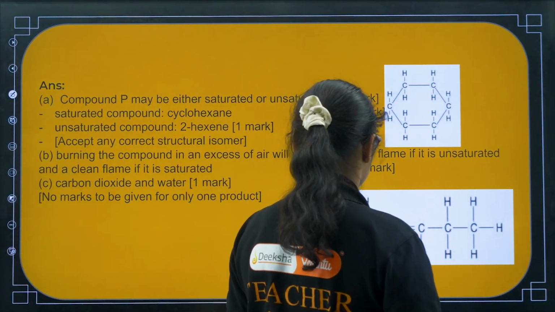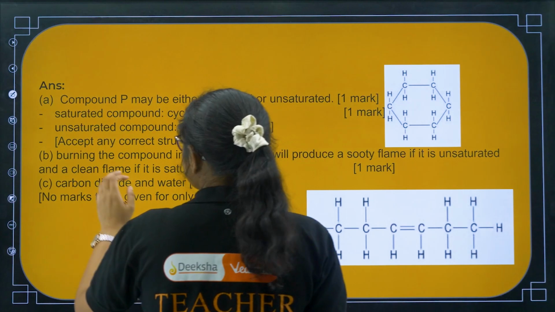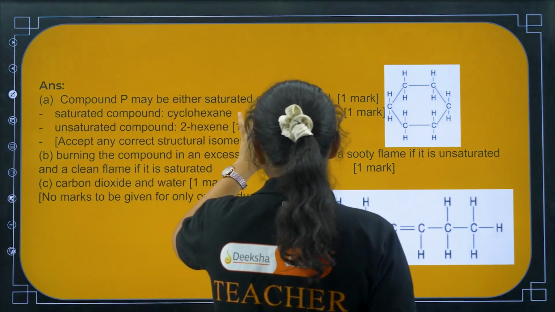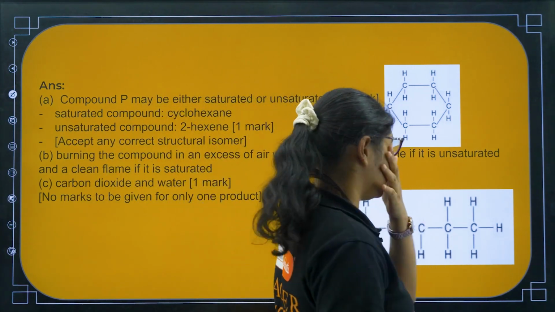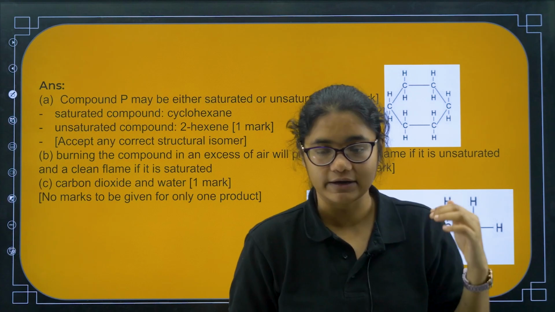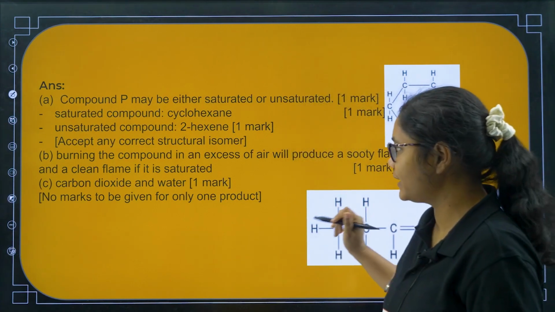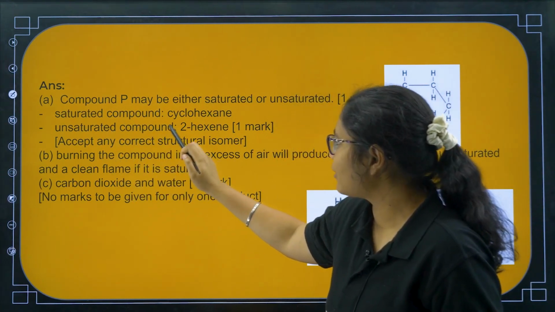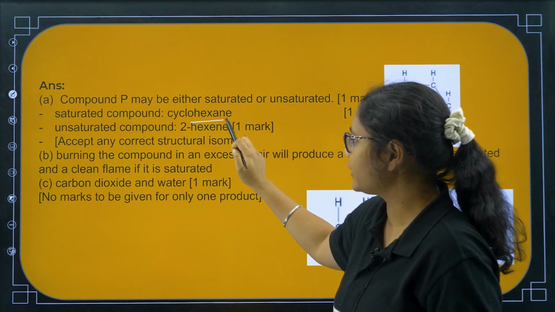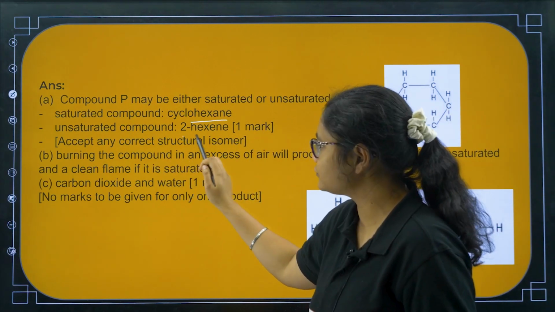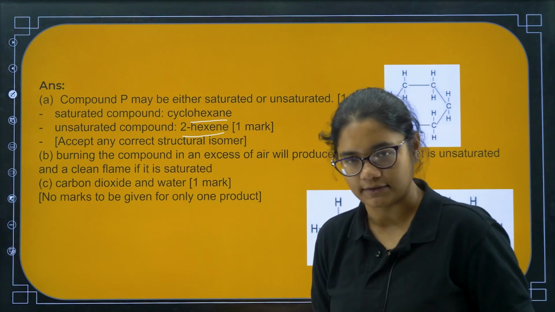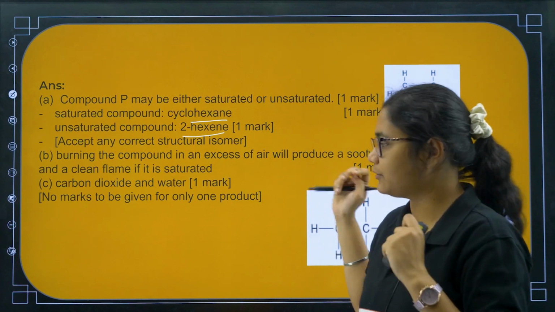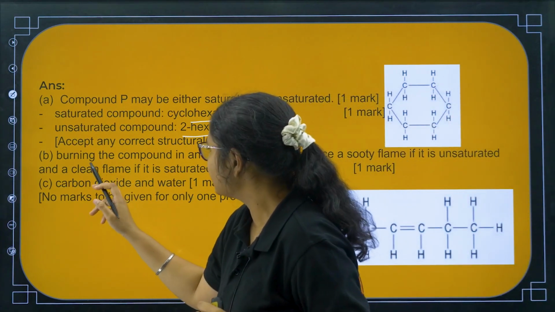So first, the compound P may be either saturated or unsaturated. You can write any formula, you can write this cyclic structure as well. Saturated compound, if you want, cyclohexane. And I have given one example of an unsaturated compound, that is cyclohexene. You can also write saturated and you can write down this one.